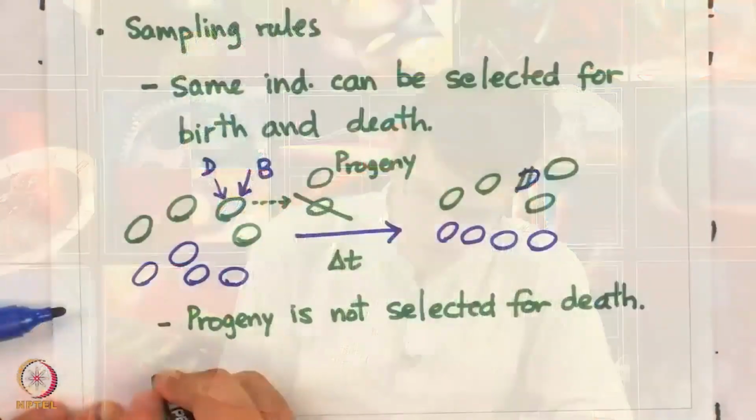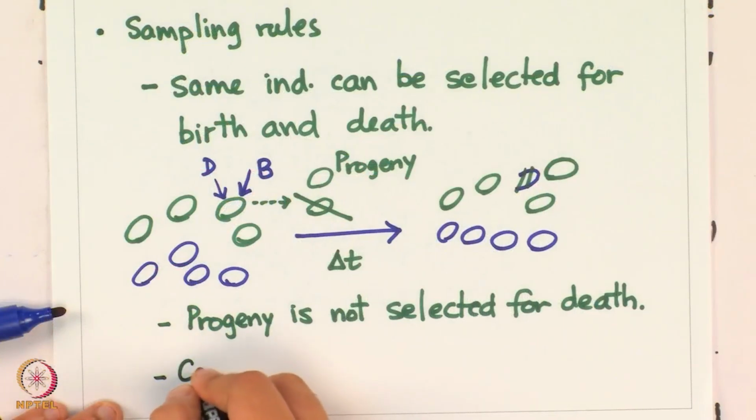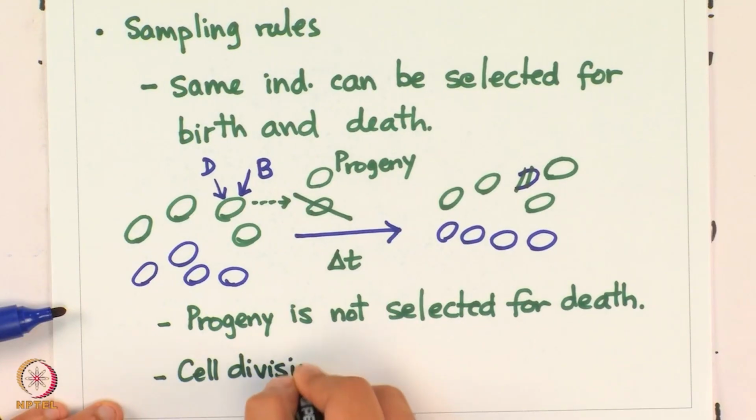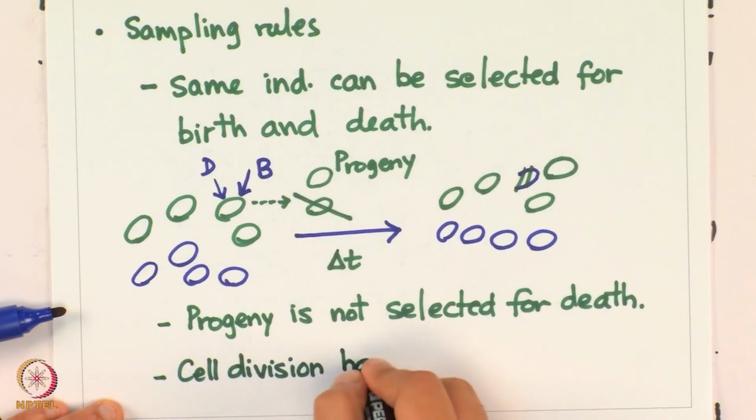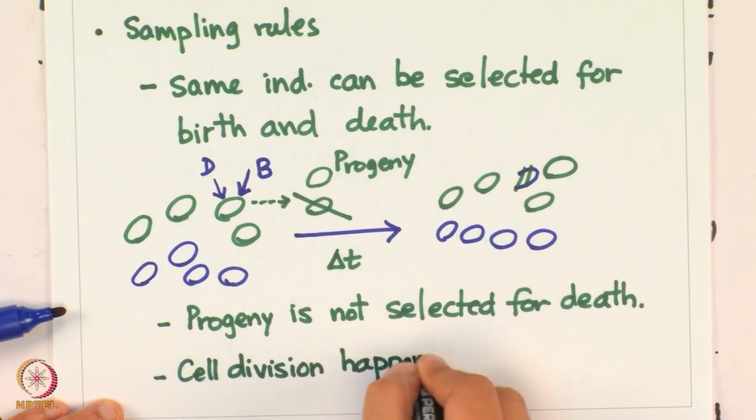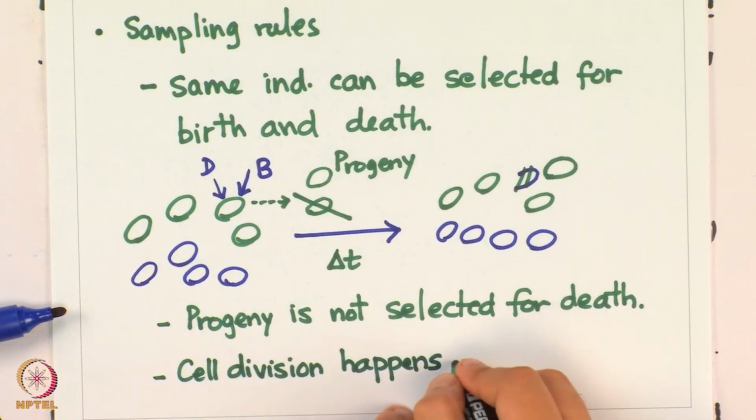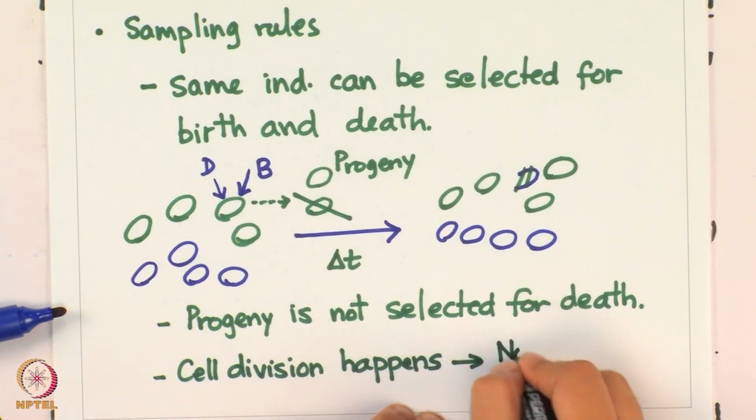And the third rule is that when cell division happens, there is no mutation.